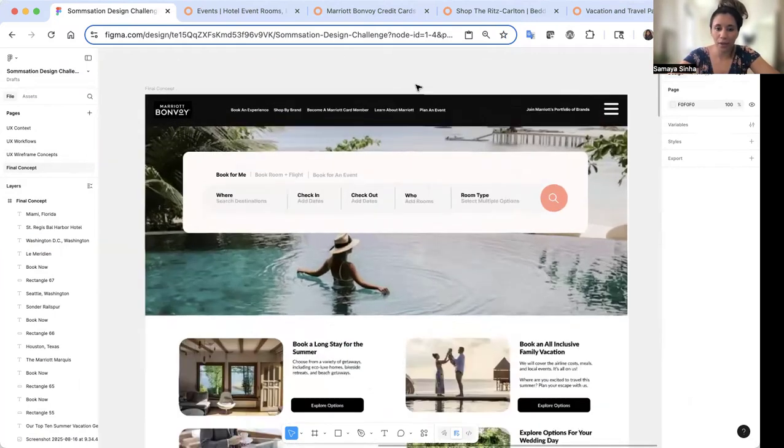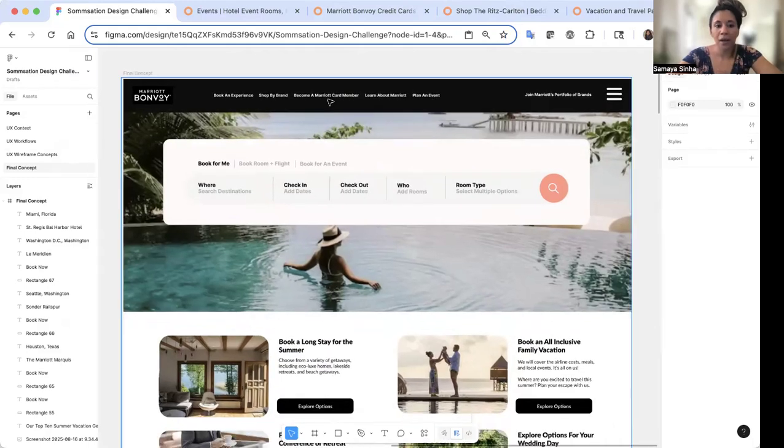So I'm just going to go into my concept. You can see here, I've changed the navigation elements. It's either book an experience, shop by brand, and that's the e-commerce element on all their beds, their linens, things like that. Become a Marriott card member. That elevates the idea of getting a credit card with Marriott into something that's more of a luxury element. You're part of this luxury club.